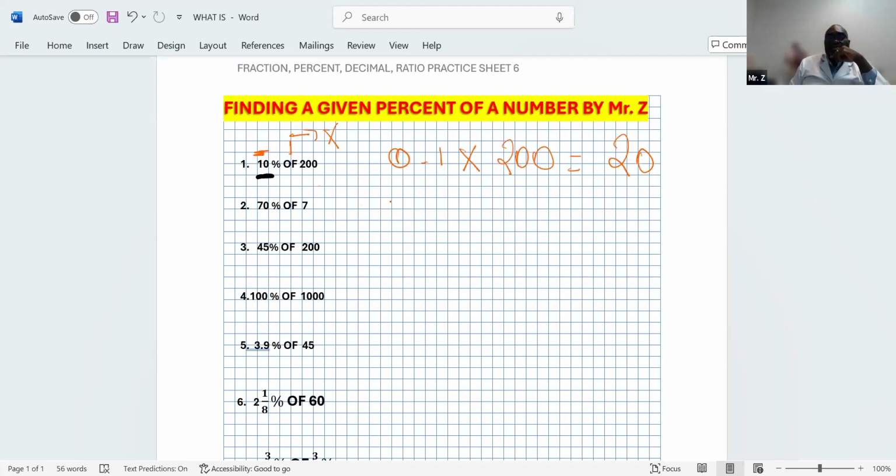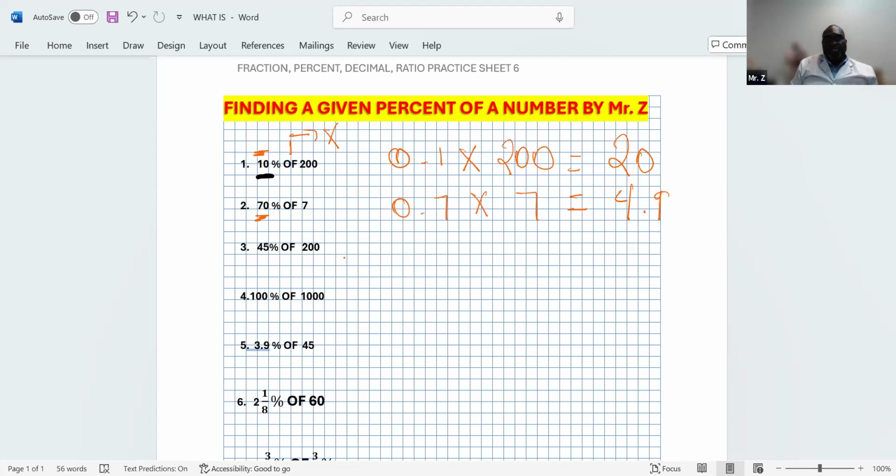Let's look at number two. Make 70% a decimal. It means divide 70 by 100, so you will have 0.7. The "of" becomes a multiplication. When you multiply that by 7, you have 4.9.